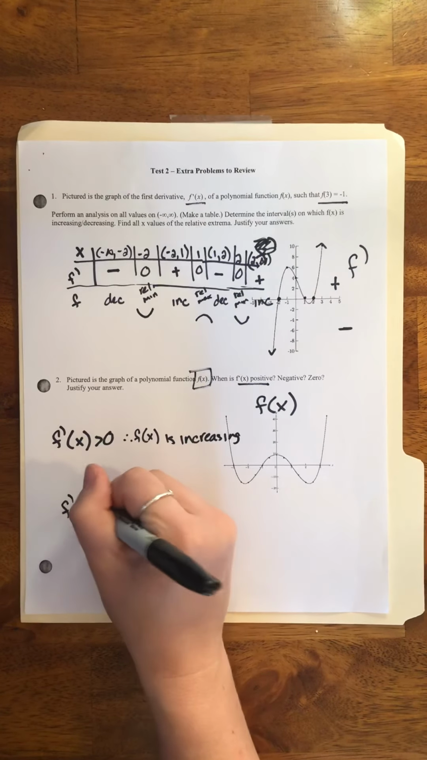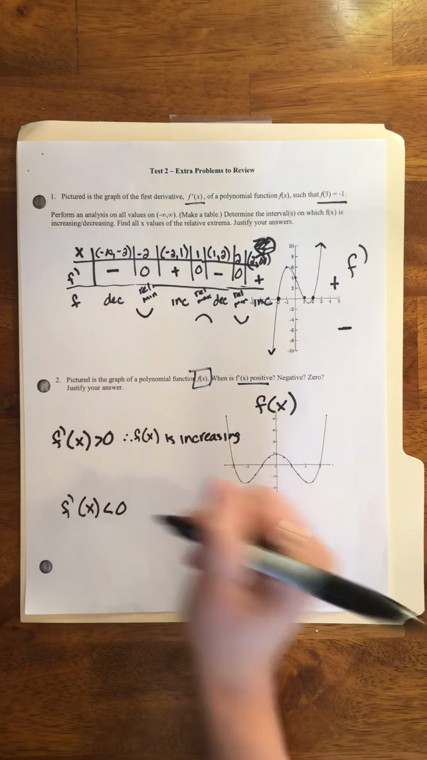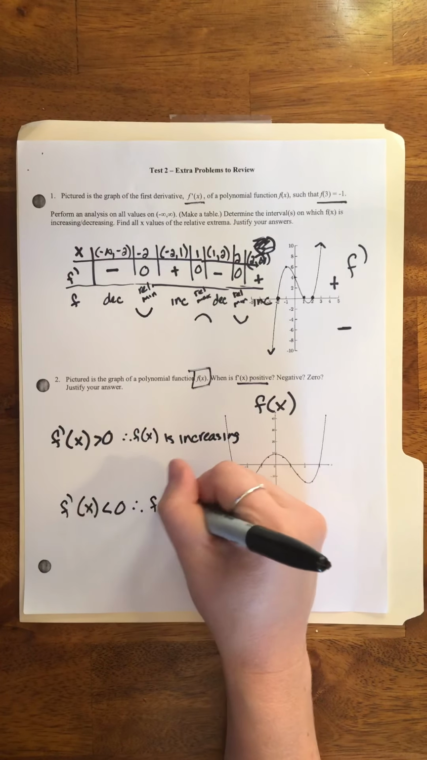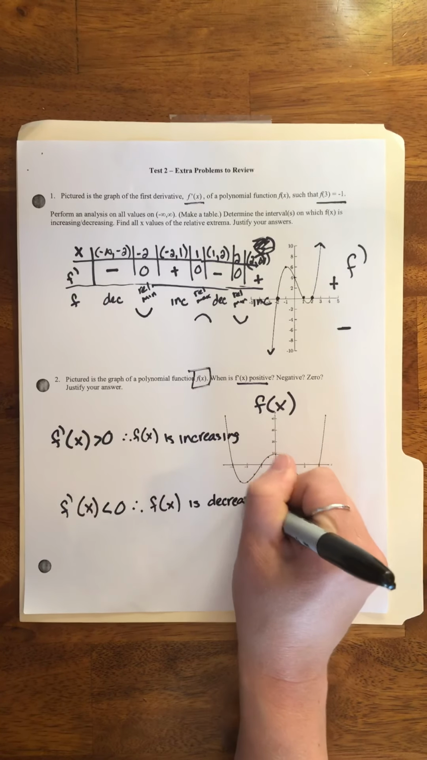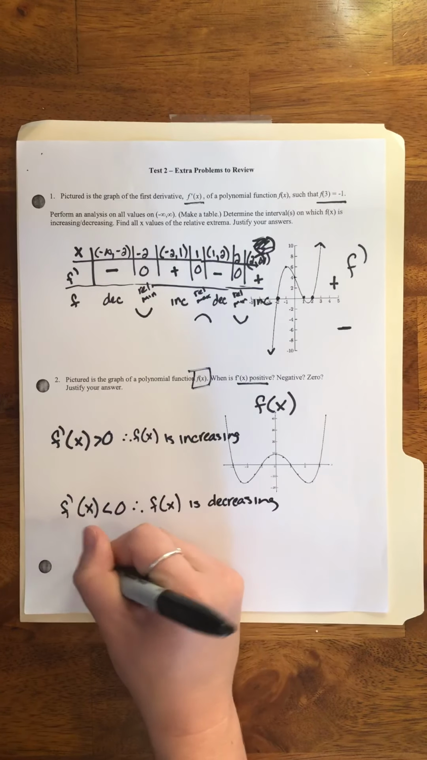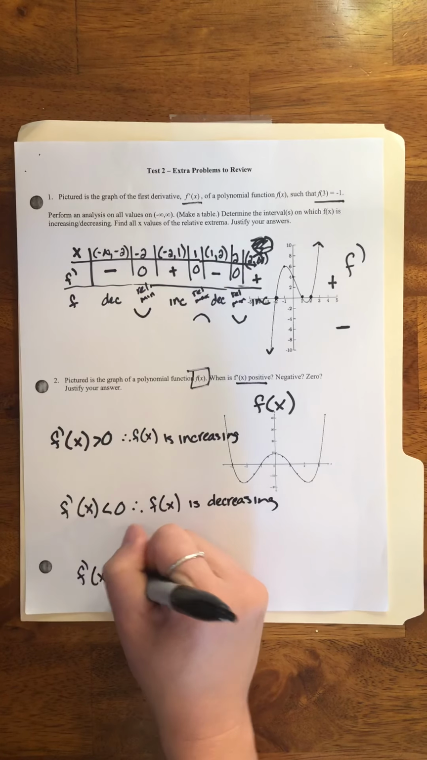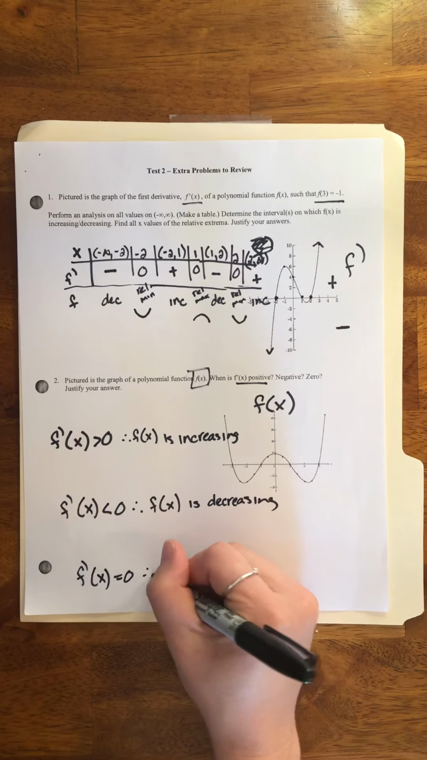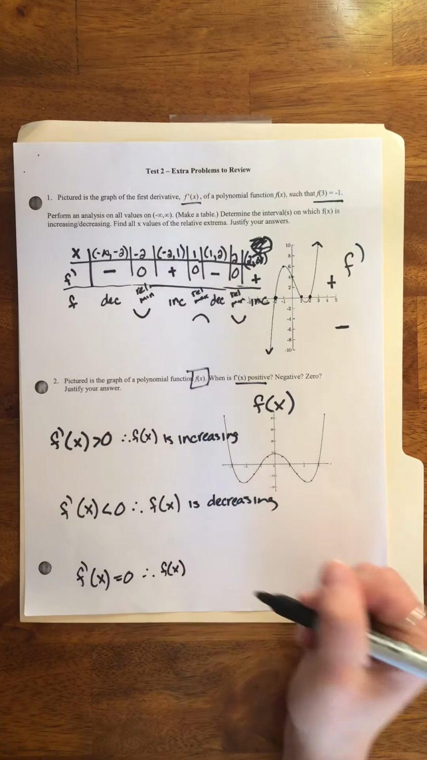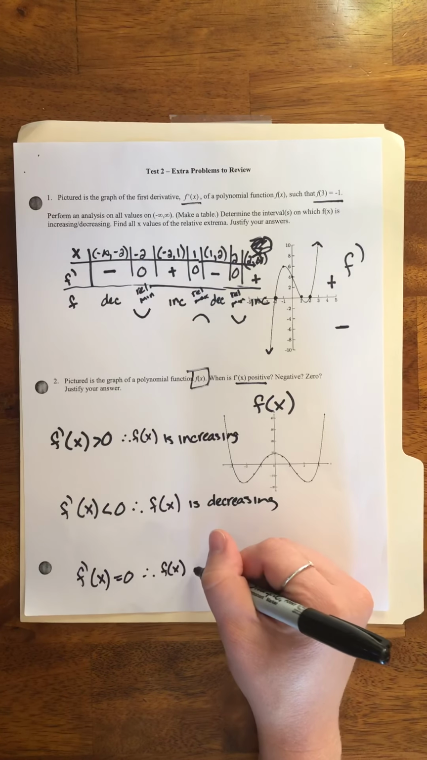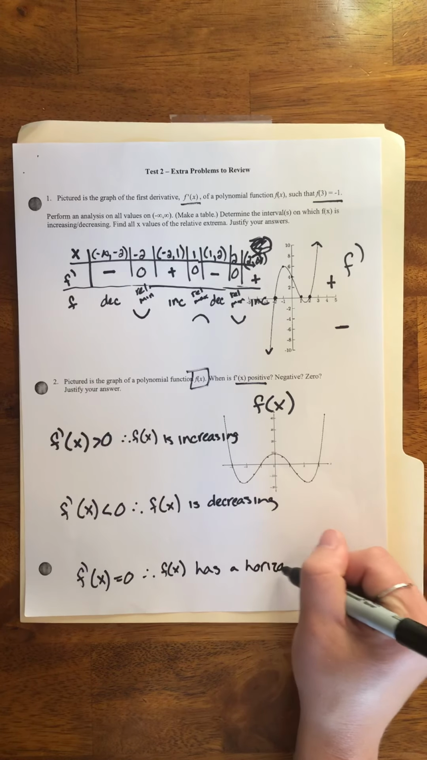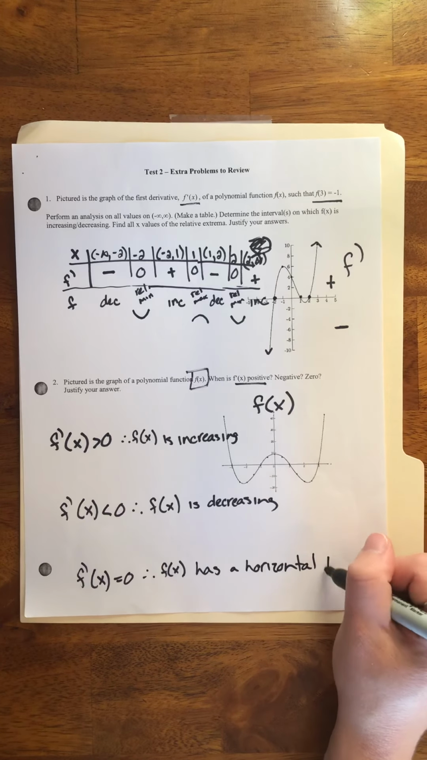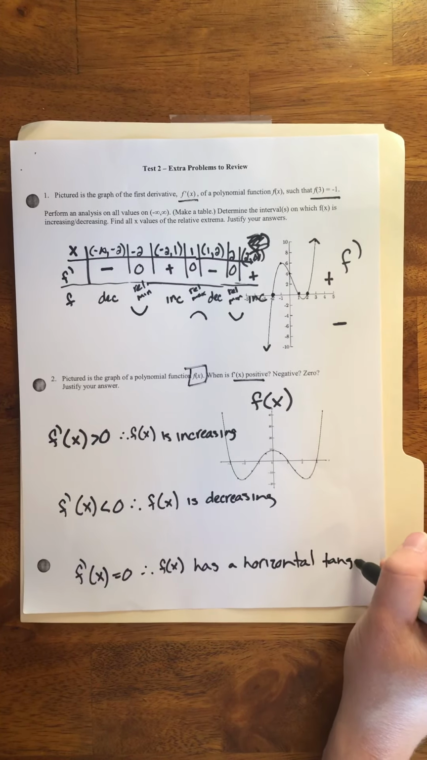If f prime of x is less than 0, that means f of x is decreasing. If f prime of x is equal to 0, that means the slope of the tangent is equal to 0. That means f of x is neither increasing or decreasing. So I would say it has a horizontal tangent, or you can say it has relative extrema, because if it's neither increasing or decreasing, it could be at the top for a moment or at the bottom for a moment.